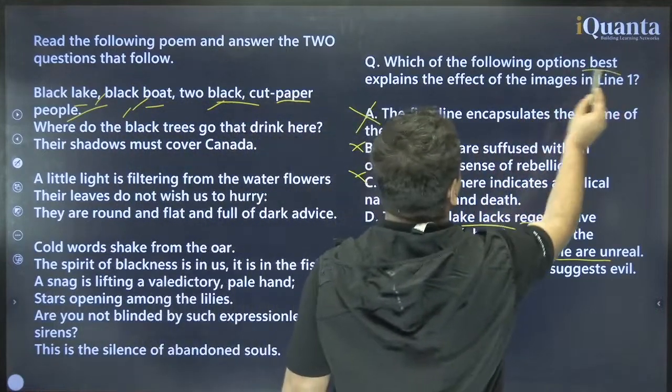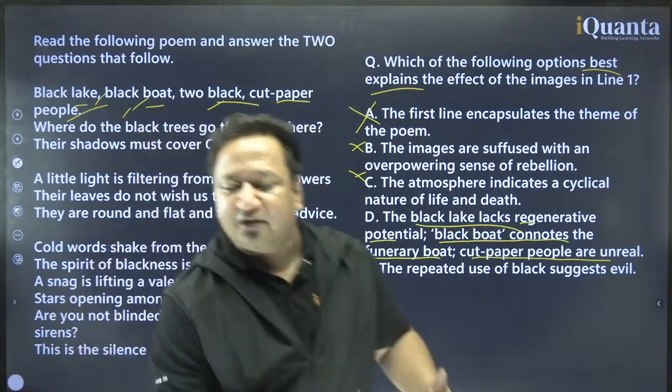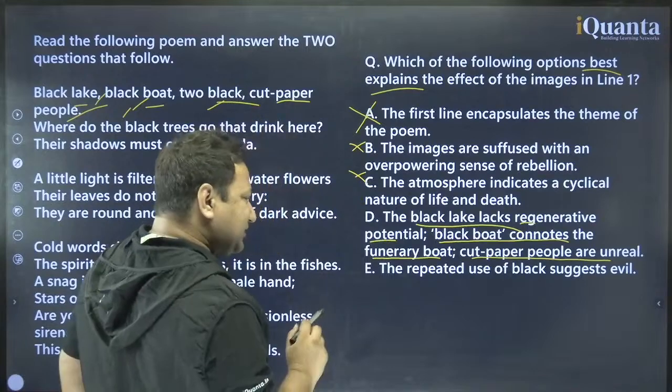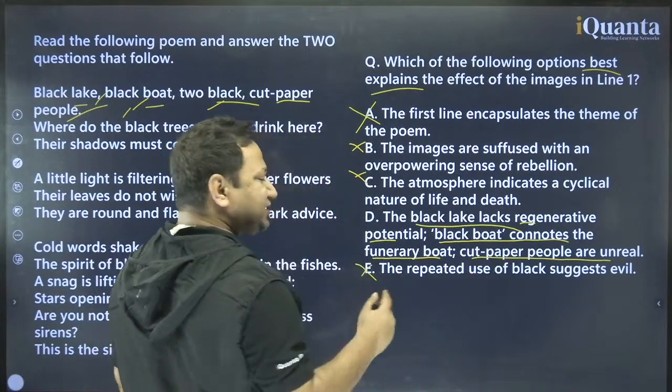Best explains. It's not that it's the right interpretation. It is the best interpretation. Okay, out of it. Okay, let's see E also. Repeated use of black is just evil. Now this is something which is too direct.